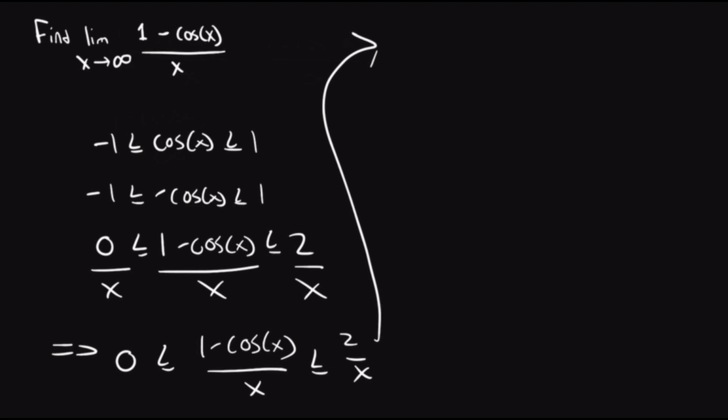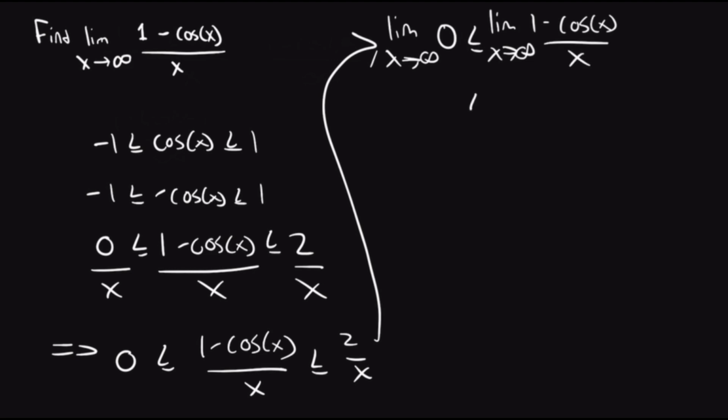So let's take the limit of all sides as x goes to infinity. So we'll have the limit as x approaches infinity of 0 is less than or equal to the limit as x approaches infinity of (1 minus cos x) divided by x, which is less than or equal to the limit as x approaches infinity of 2 over x. You should note that the limit of a constant is just the constant, so we'll have 0. And we can't evaluate the middle yet, so we'll just leave it.